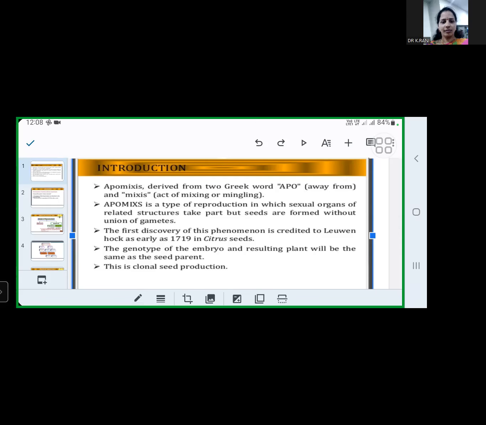They resemble the parent plant in all aspects. This type of seeds are called apomictic seeds, and this phenomenon is known as apomixis. It is a type of reproduction in which sexual organs or related structures take part, but seeds are formed without union of the gametes.